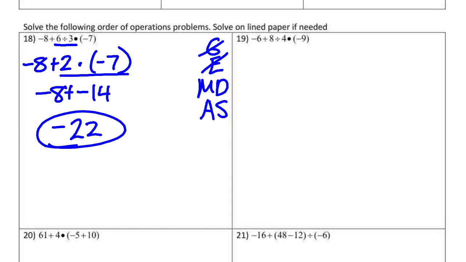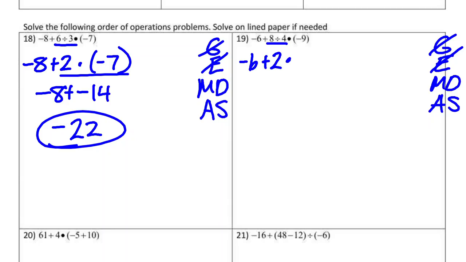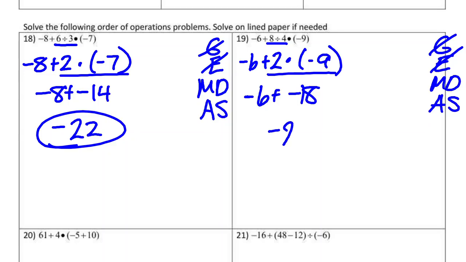For number 19, no groupings, no exponents, multiplication, division. Division is first in line. 8 divided by 4 is 2. Negative 9. Multiplication still. 2 times negative 9 would be negative 18. Plus 6. Negative 6. And then they have the same sign, so simply add them together and keep the sign of the number. Okay, I want you to pause. Go ahead, do 20 and 21.